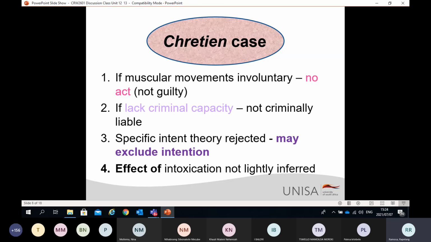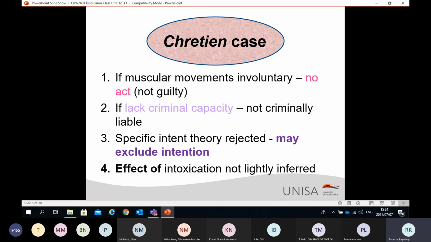If indeed X was so intoxicated that, for example, in a case of an assault, he did not foresee that death will take place as a follow-through from the assault, then in that instance, the accused will lack intention, and such lack of intention will result in him not being guilty of a crime requiring intention. And the court went further to say that therefore the specific intent theory that actually comes from English law is no longer applicable and should not be followed.